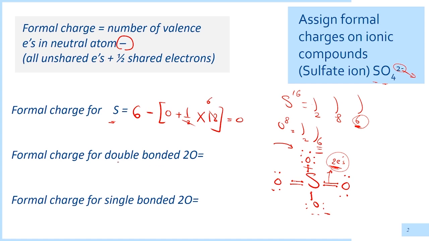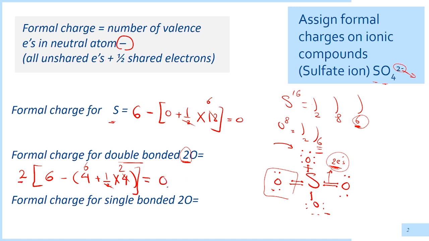Now let's assign the formal charge for the doubly bonded oxygens, and you have to remember we have to multiply the number by 2 because we have 2 atoms. So first I write down the 2, not to forget it. Then the number of valence electrons, I have 6, minus all the unshared electrons, I have 1, 2, 3, 4, plus half the shared electrons. If I count the shared electrons, I have 1, 2, 3, 4, 4 shared electrons. I cancel the 2 with the 4, so I have 2. 2 plus 4 is equal to 6. 6 minus 6 is equal to 0, so 2 multiplied by 0 is equal to 0. So the formal charge on those 2 oxygens is equal to 0.